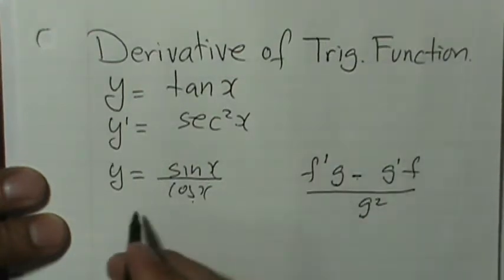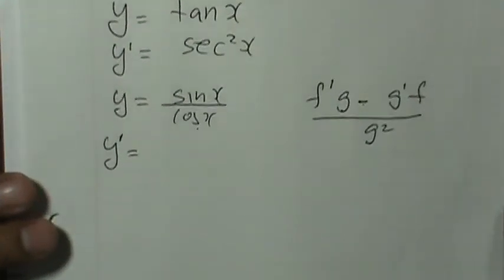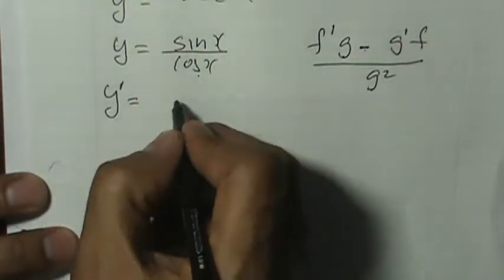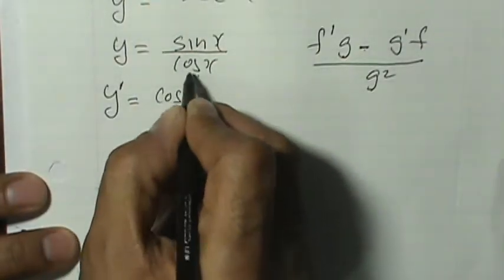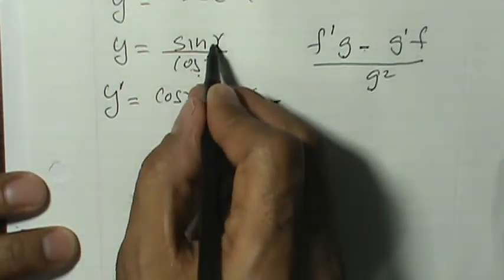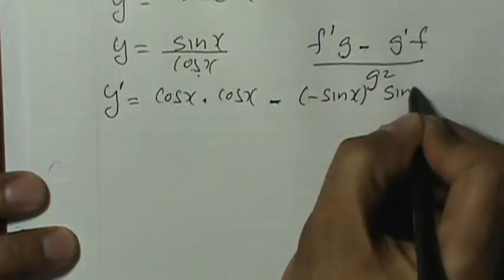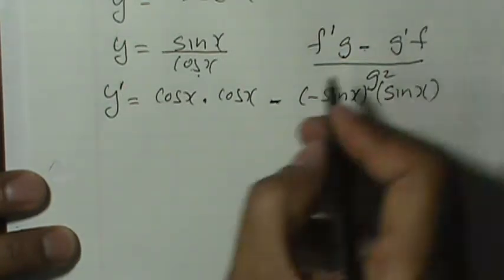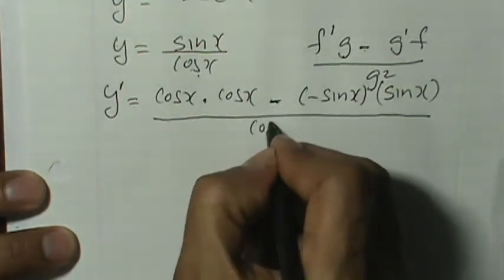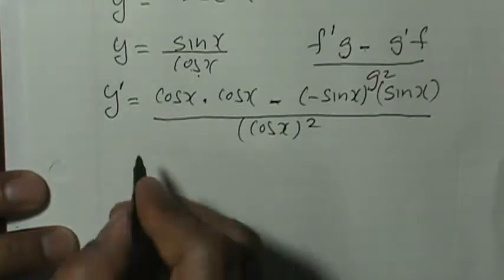Now to apply the quotient rule, y prime would be, so I'm going to push this a little bit up to get more room and for you to see. The derivative of sine x, we said, is cos x, multiplied by the bottom, which is cos x, subtract the derivative of the bottom multiplied by the top. The derivative of the bottom is negative sine x, multiplied by the top, which is sine x, over g squared, which is cos to the power of 2. We square the bottom. Now we're going to simplify.